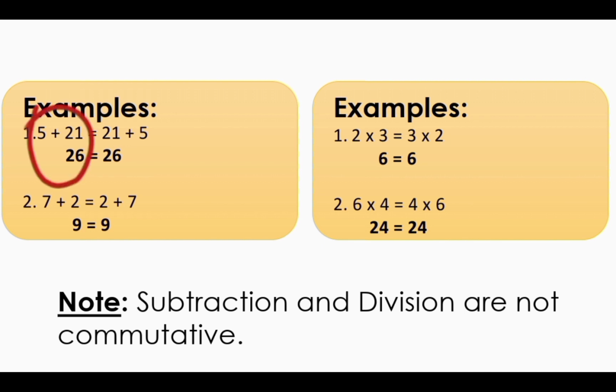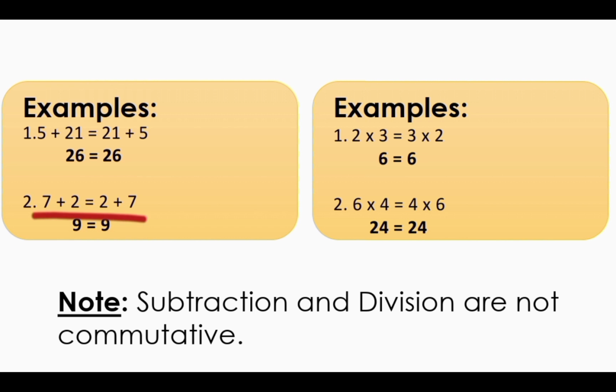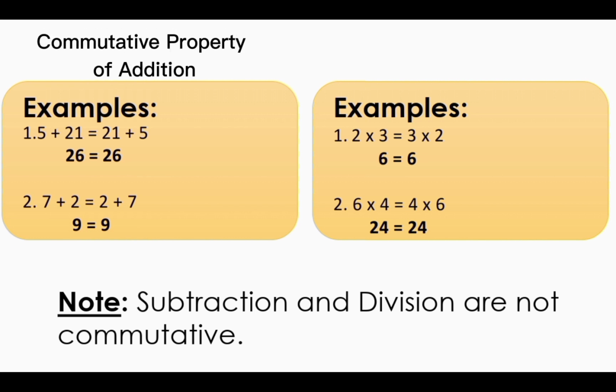Since 5 plus 21 is equal to 26, and also 21 plus 5 is equal to 26, changing the order of the addends does not change the sum. That is commutative property of addition. Next, 7 plus 2 is equal to 2 plus 7. Since 7 plus 2 is equal to 9, and also 2 plus 7 is equal to 9, again, changing the order of the addends does not change the sum. That is commutative property of addition.